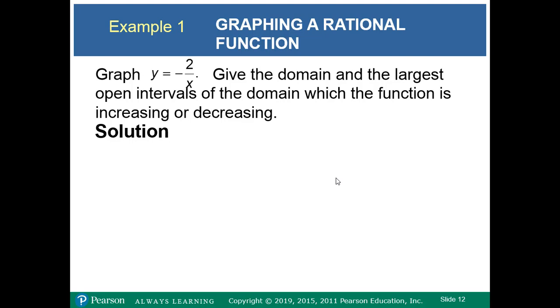Okay. So now here's an example. Graph the function y equals -2 over x. Now we want to give the domain and the largest open intervals in which the function is increasing or decreasing. Okay, so the domain in this case is going to be what? Well, it's going to be everything except for 0 again.